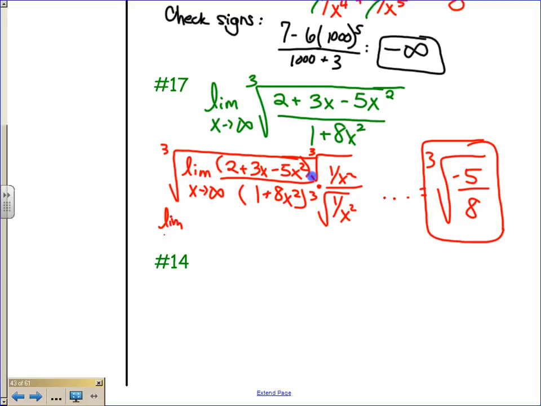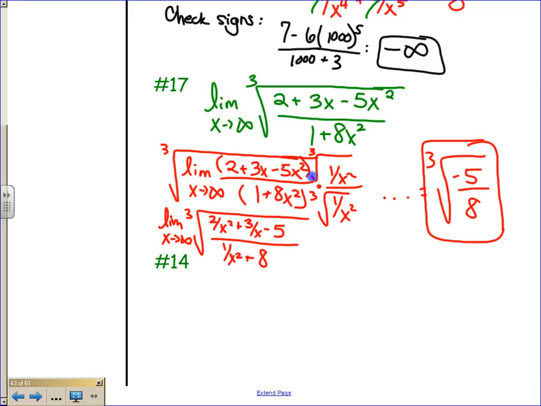So the limit as x goes to infinity of the cubed root. There you go. Cubed root times a cubed root is just a combined cubed root, so therefore I get 2 over x squared plus 3 over x minus 5 all over 1 over x to the 5th, x squared, 1 over x cubed, right? Or x squared, because I'm just distributing. So 1 over x squared and then plus 8.